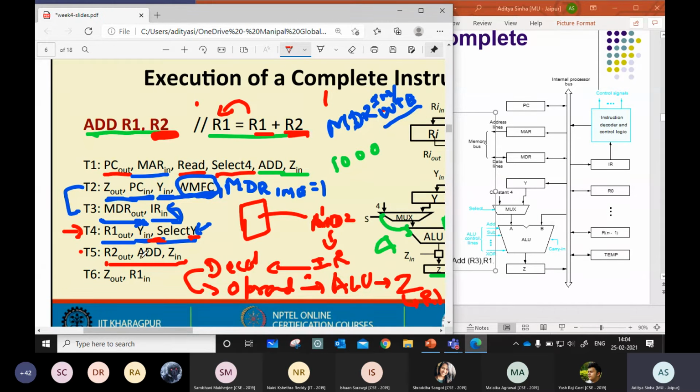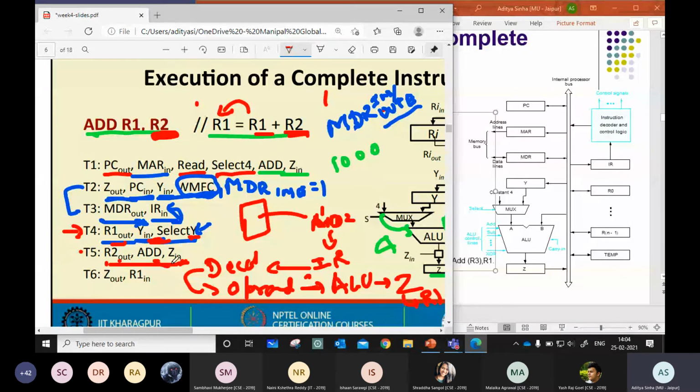When we do R2 out in the 5th stage, it will be available in the system bus. वहाँ से वो ALU में आ जाएगा. और because we have done this T4 from YN, the data is on the left side. It has already come into ALU. Is it right? Yes, sir.